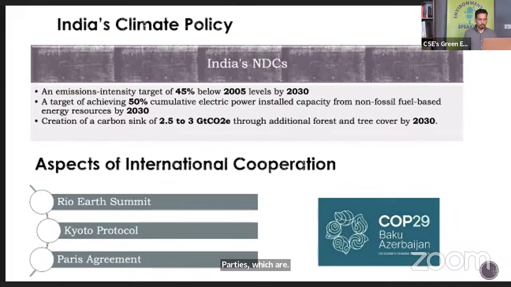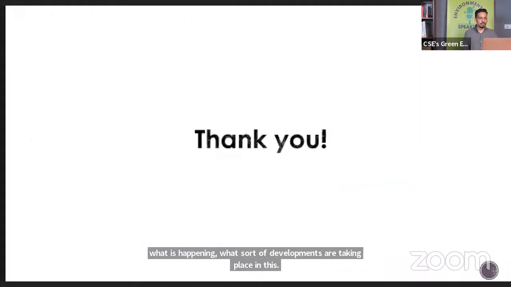And among all this, we also have the conference of parties, which are parties to the Convention on Climate Change. So COP29 is upcoming. So I think it is important to talk about the international context, the international politics, and what sort of developments are taking place in this. And with this, I end the presentation.